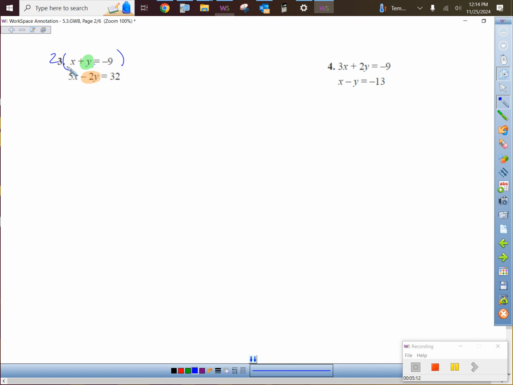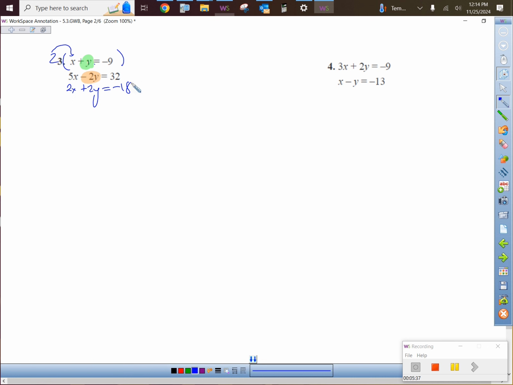I'm going to distribute the 2 through, but put my result down here. So isn't 2 times x 2x? Are you with me on that? Then 2 times y is plus 2y. And then 2 times negative 9 is negative 18. Is everyone cool with where I got those numbers from?